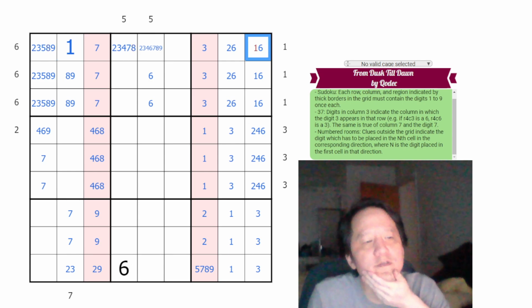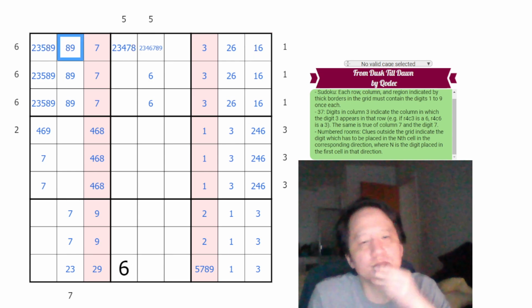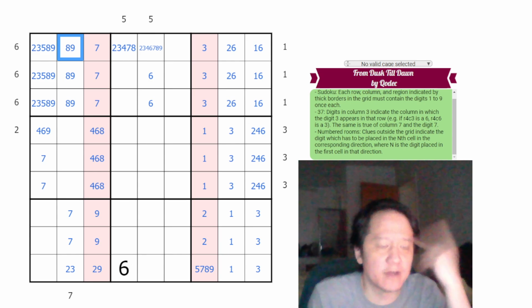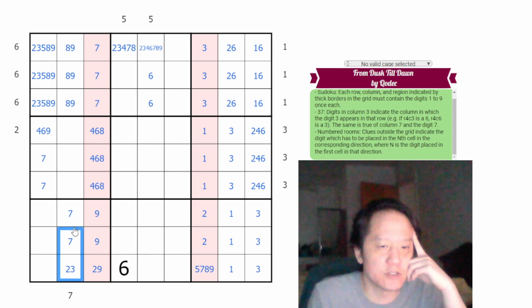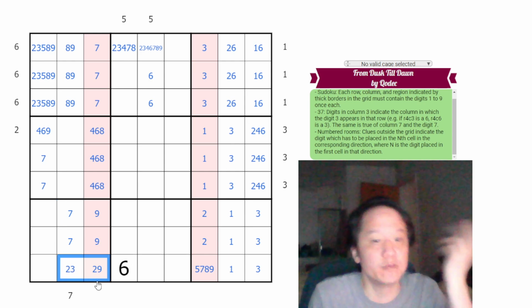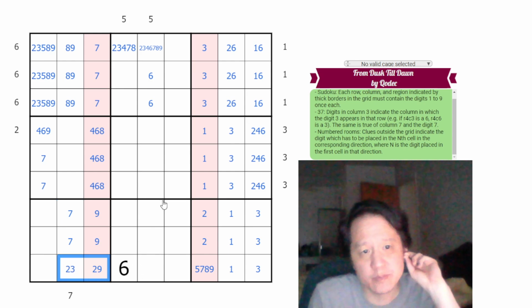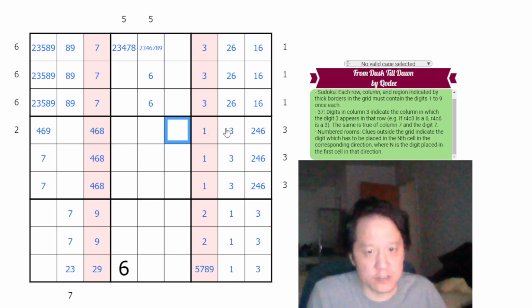Huh, this is interesting. Maybe I have to go through these. We just tried the 2 and 3s and we did get a little bit extra information. Not much, but 2 has to be 4, 6, or 9.